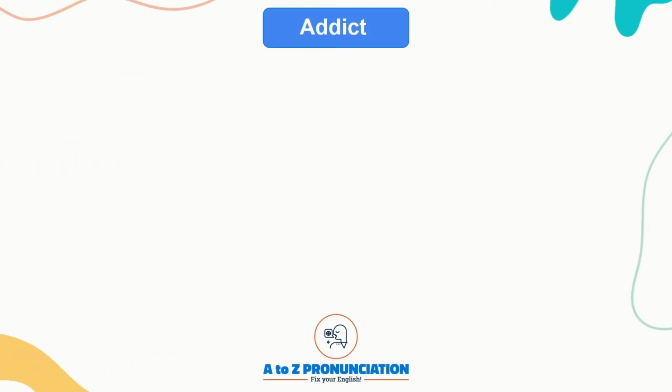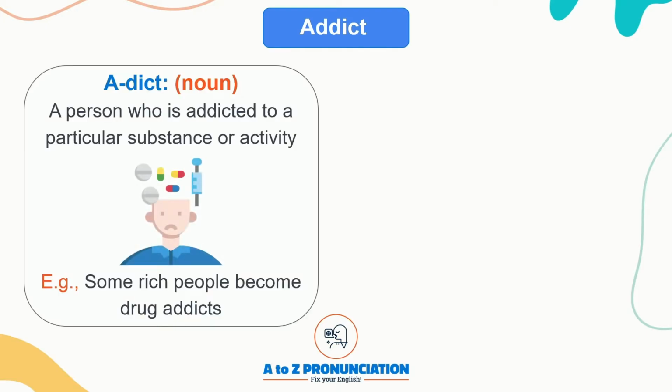Moving on, we have the word addict. Now, as a noun, an addict actually means a person. It's a person who is addicted to a particular substance or activity. Some rich people become drug addicts.